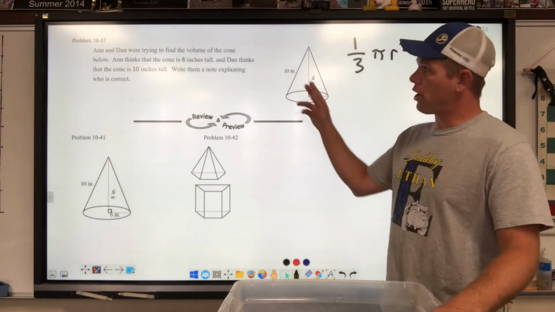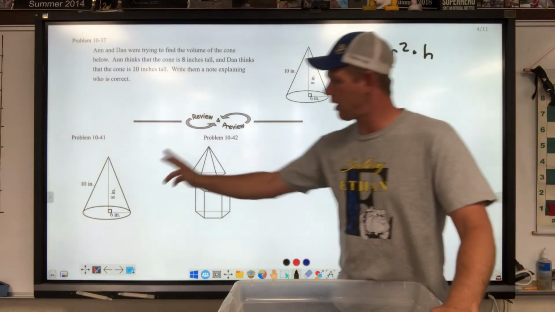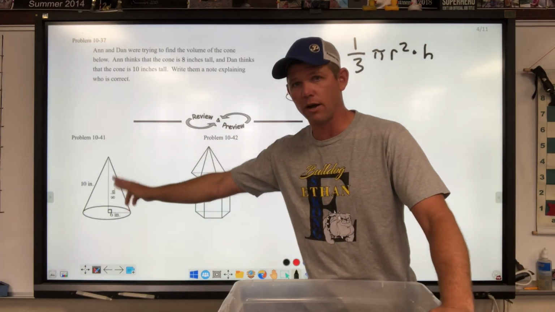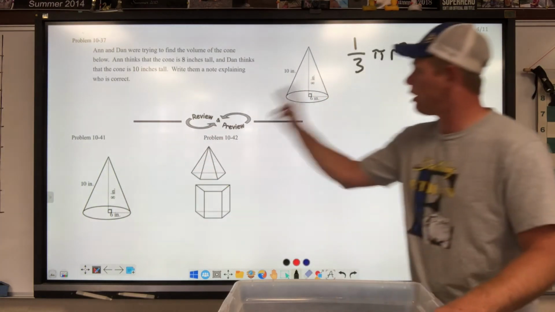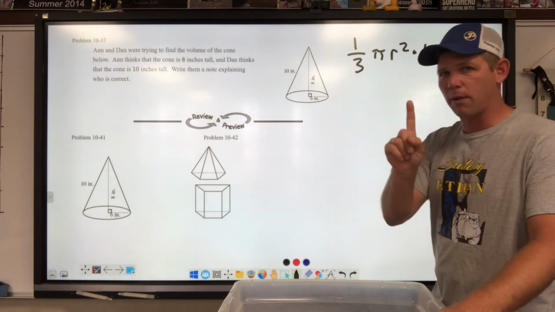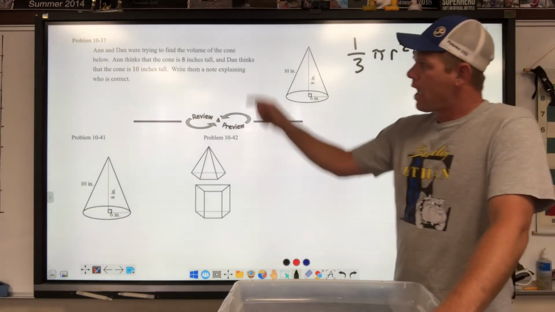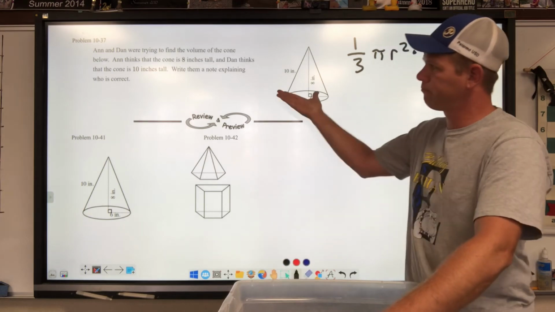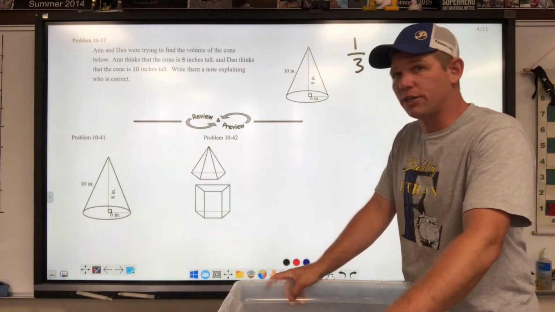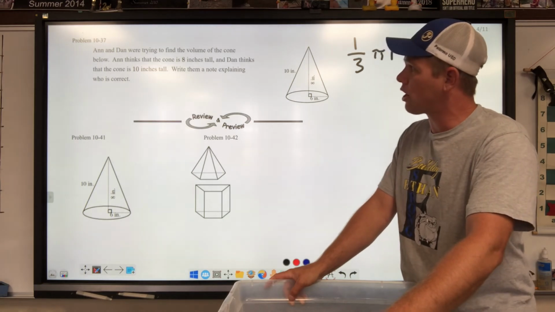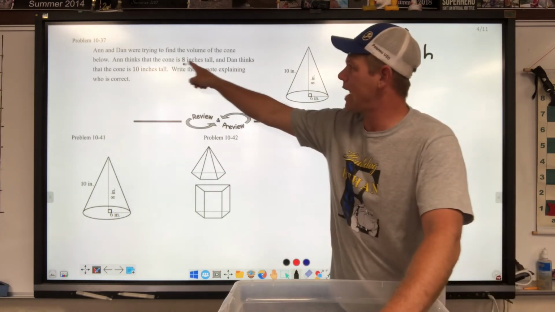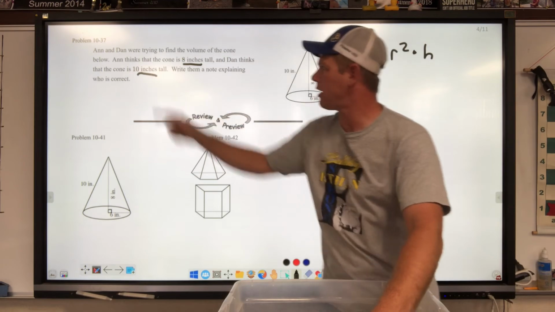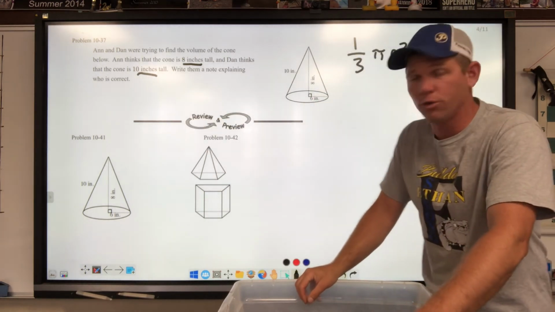So I want you to notice I have the homework up here, and I also have the last problem in your homework. Notice that those cones are the same. Notice the problems are ever so slightly different. Anne and Dan were trying to find the volume of a cone below. Anne thinks 8 inches, Dan thinks 10 inches. Write them a note explaining who is correct.